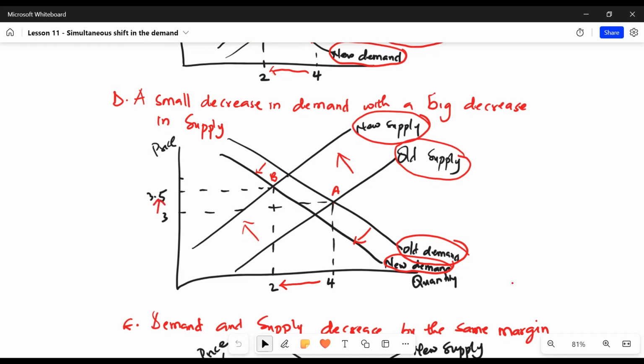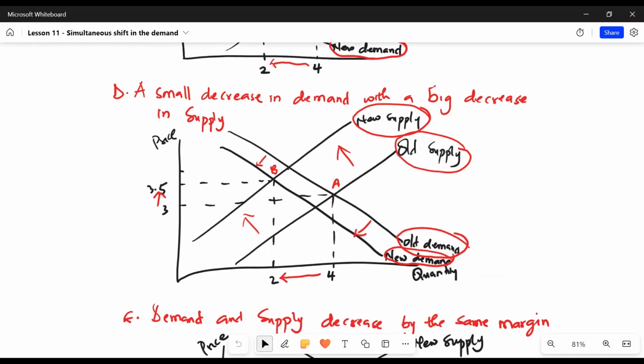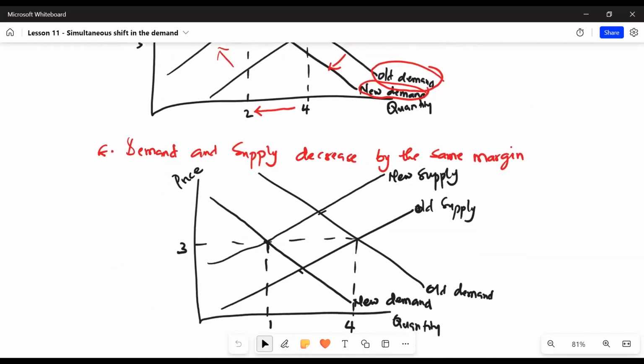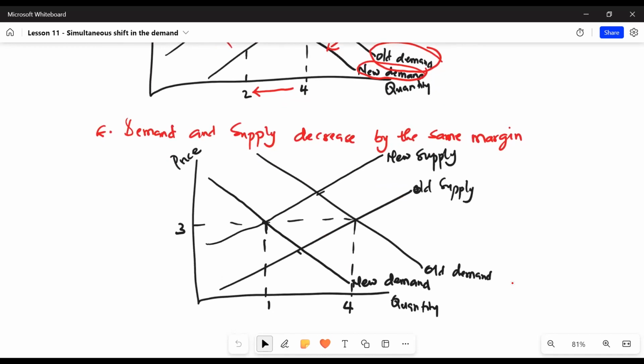but the movement from point A to point B also results in an increase in price. So as compared to our previous example, you see that when the decrease in demand is smaller than the decrease in supply, quantity reduces but equilibrium price increases. Now let's look at the last example, which is where supply and demand both shift by a similar margin.